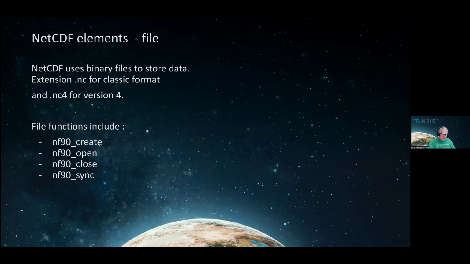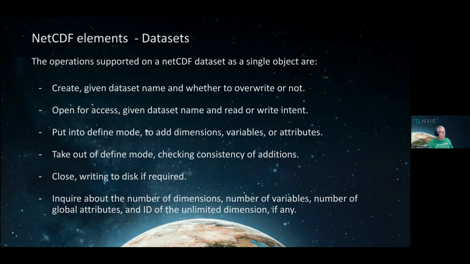The other classes also have some prefixing to show what kind of class they belong to. But the file functions are what you normally start with to create a file or open a file. Then there are the data set functions, which normally start with a D. Create a data set, give it a name, and say whether to overwrite it or not. You can open the file in overwrite mode, or you can just append to it, or you can open it without overwriting, so it's a read-only file. Open for access, give the data set name, read and write.